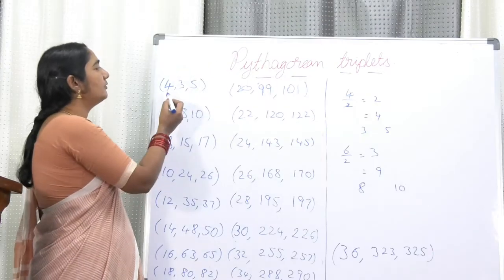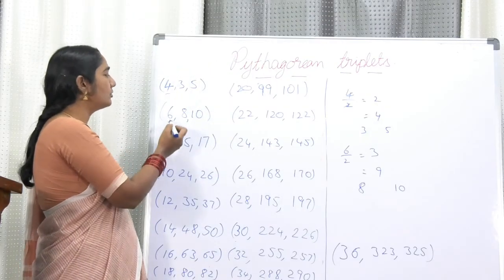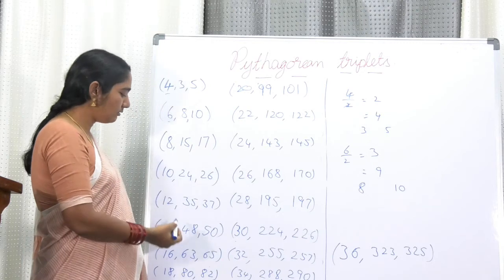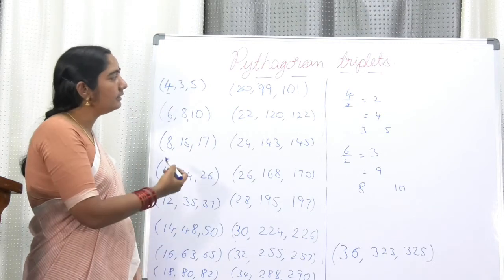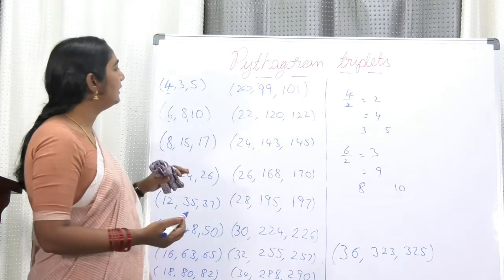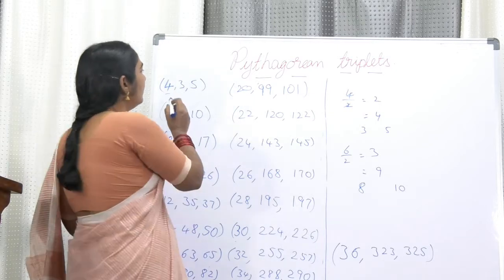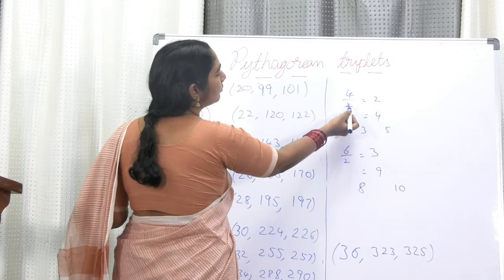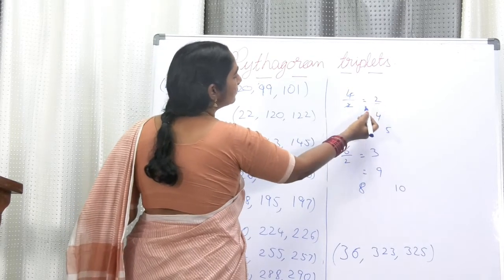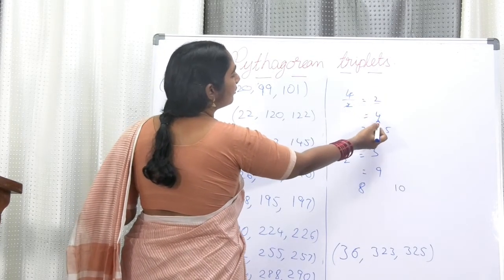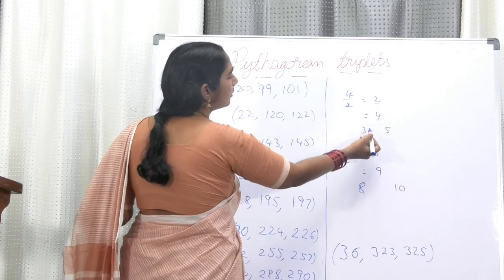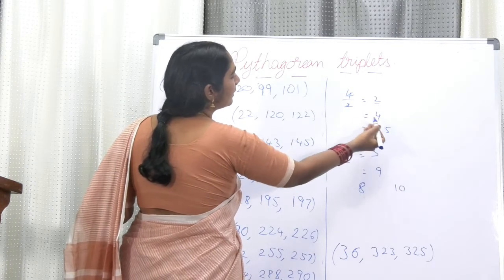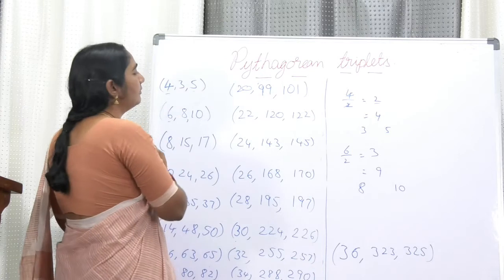In these triplets, the first number is an even number: 4, 6, 8, 10, 12, 14. In that case, let us see an example. If you take 4, we divide the first number 4 by 2, we get 2. If you make the square of it, 2 square is 4. One number this side and one number that side becomes the triplet, means 3 and 5.